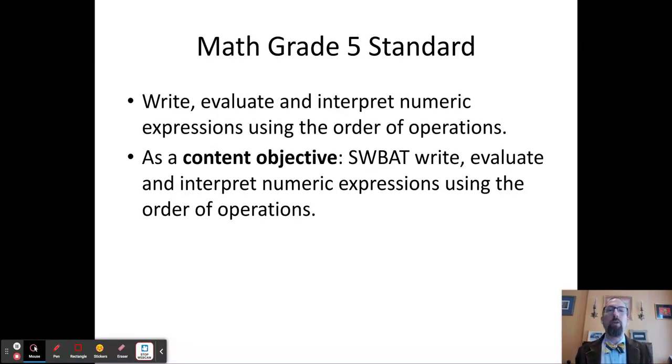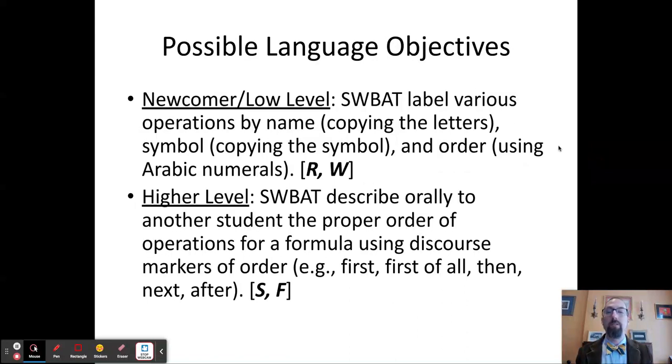Now, if we take a grade 5 math standard: write, evaluate, and interpret numeric expressions using the order of operations. Expressed as a content objective, this would be students will be able to write, evaluate, and interpret numeric expressions using the order of operations. So in this case, the content objective is the same as the standard that is written by DESE in the Missouri Learning Standards. Some possible language objectives for newcomers or low-level students.